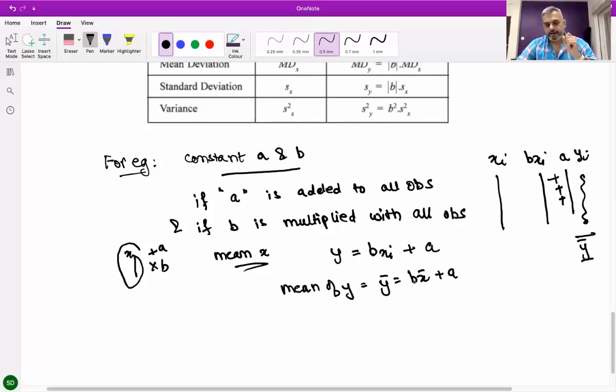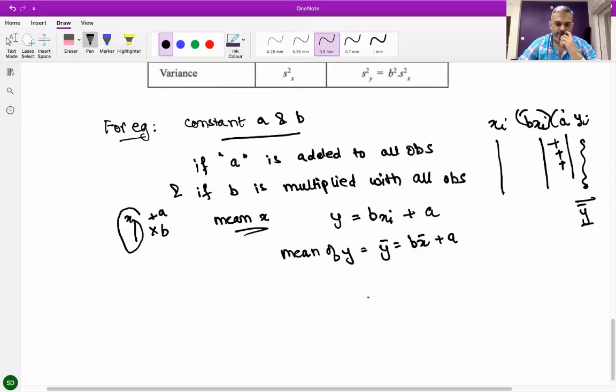Because for the mean, or any measure of central tendency, if something is multiplied or added, then we have to take that into the formula. If you do not take it into the formula, it will not reverse the effect, and the mean you get will not be correct. So we have to see it this way.